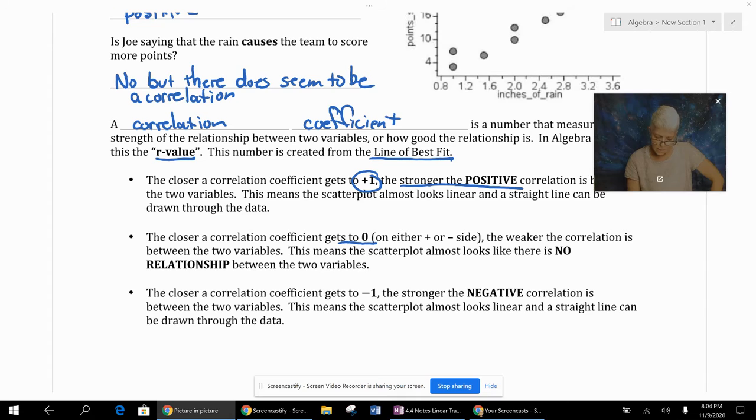The closer a correlation coefficient gets to 0, either positive or negative, the weaker the correlation between the two variables. This means the scatter plot almost looks like there's no correlation. Like you might see a bunch of dots and maybe they kind of look like they're going upward, or maybe they look like they're going downward. But the closer it gets to 0, the more they're kind of all over the place.